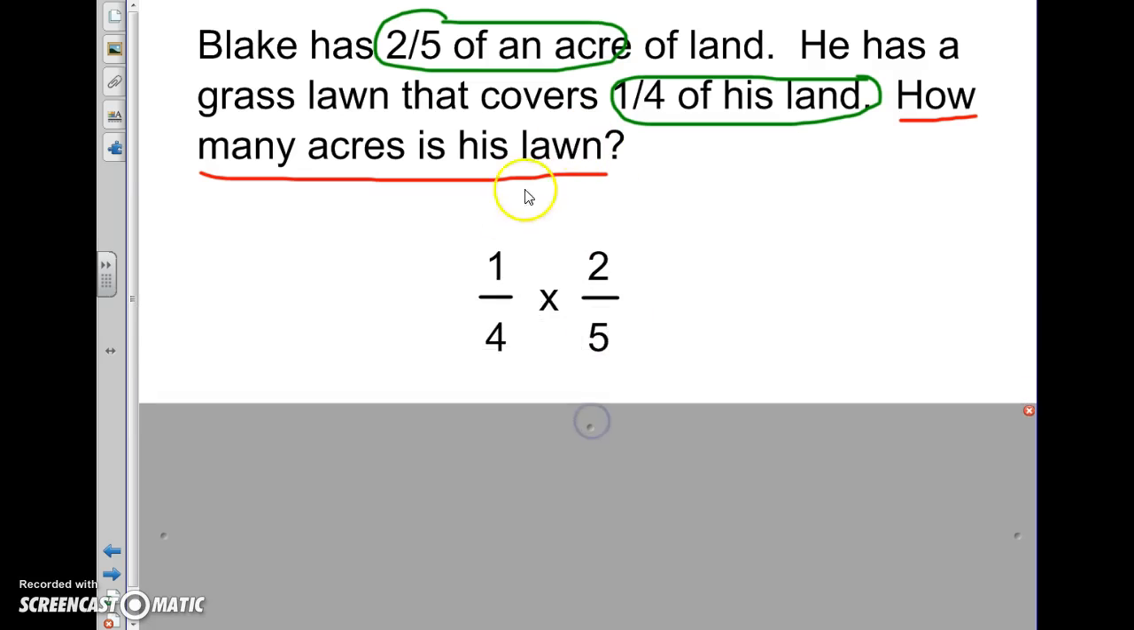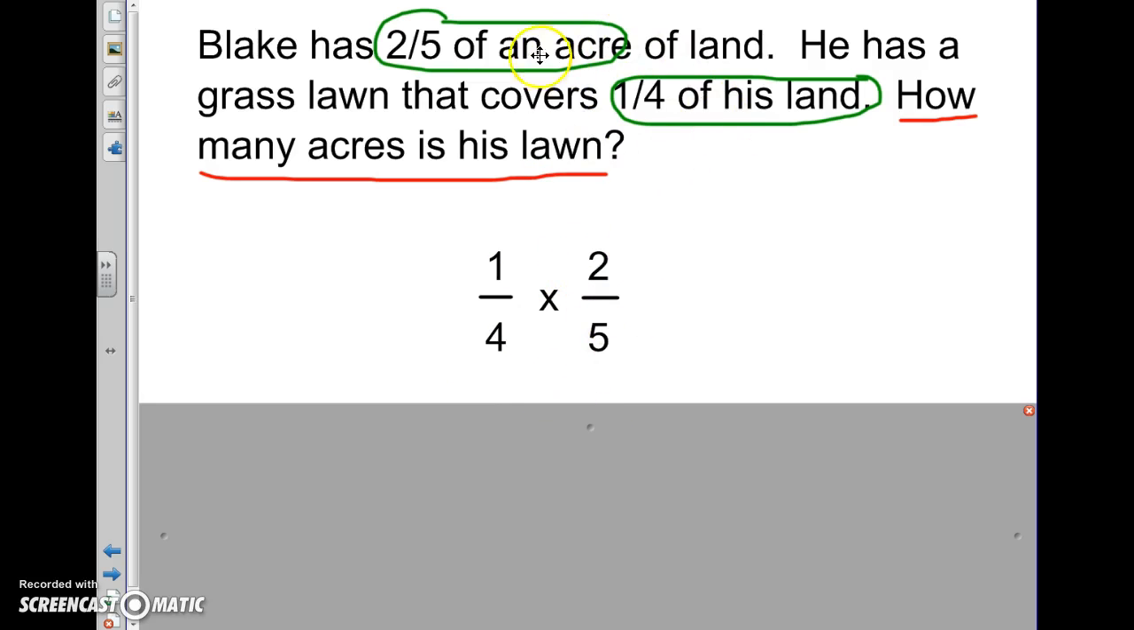Remember, when we're multiplying fractions here, 1/4 times 2/5, this times can be referred to as "of." That's one way to think about it. So 1/4 of 2/5 is 1/4 times 2/5. Remember the standard that we're working on today is either multiplying, dividing, adding, or subtracting fractions using a line plot.